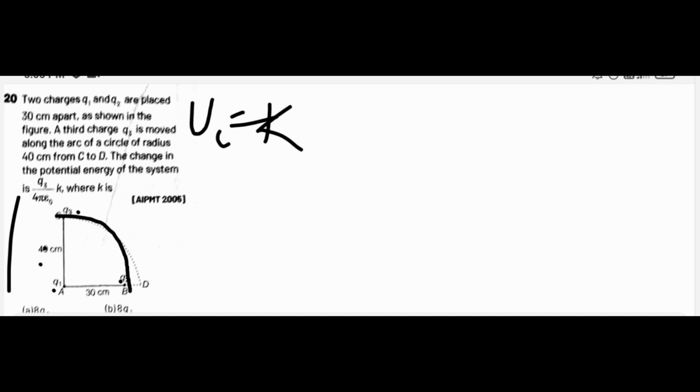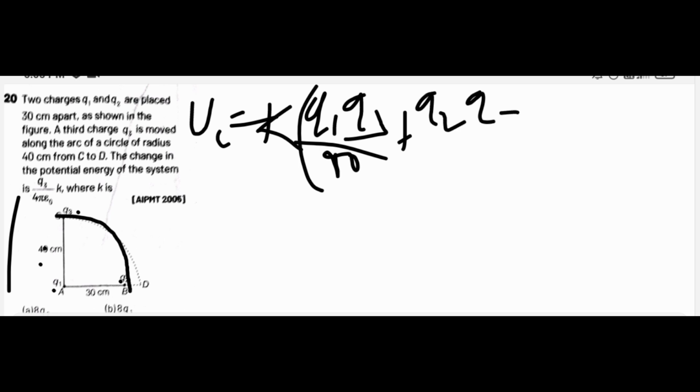Okay, Vc at that point is equal to k into q1 q3 divided by r, which is 40, plus q2 q3 by 30 centimeter and q2 q3 by 50 centimeter, right? Yes, that is correct.